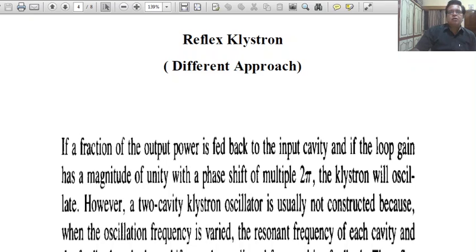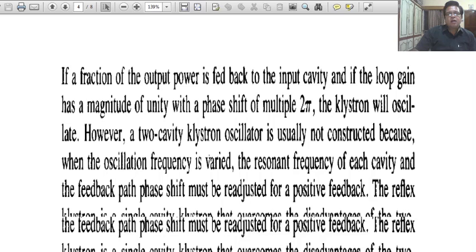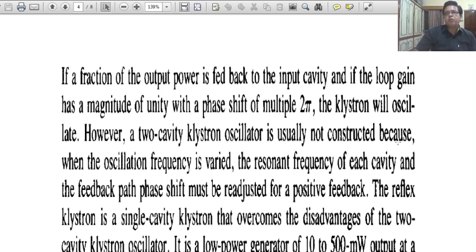Today's topic of MSc Final Physics is again reflex klystron with a different approach, that is given in the book that I suggest to you. In a reflex klystron, if a fraction of the output power is fed back to the input cavity, and if the loop gain has a magnitude of unity with a phase shift of multiple of 2 pi, the klystron will oscillate.